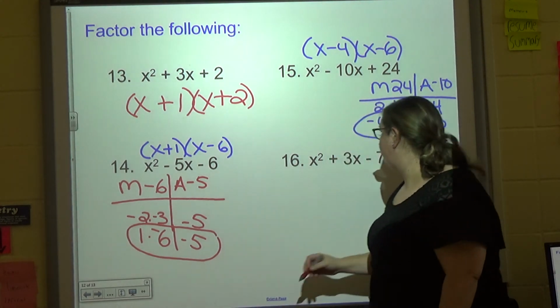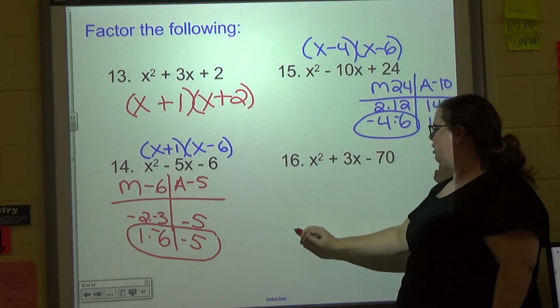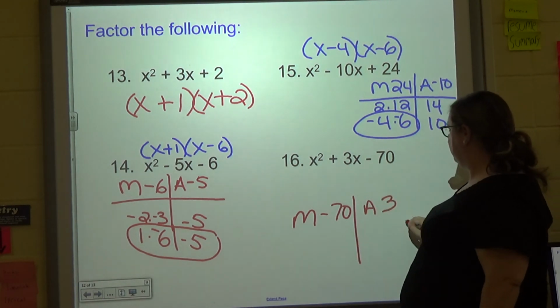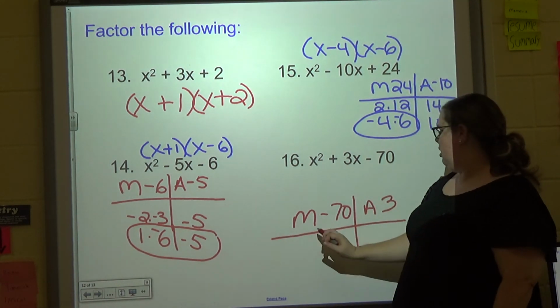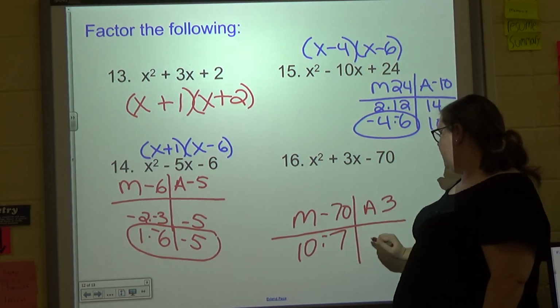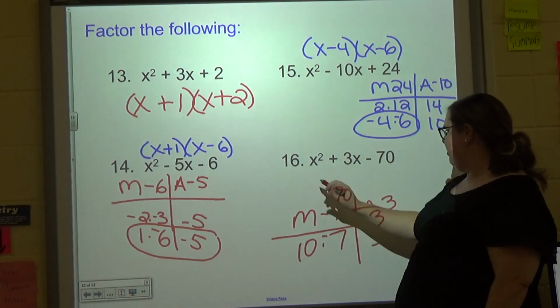Last one. We're multiplying to negative 70 and adding to 3. 10 times 7. It needs to be negative, the 10, so that my 3 can be positive.